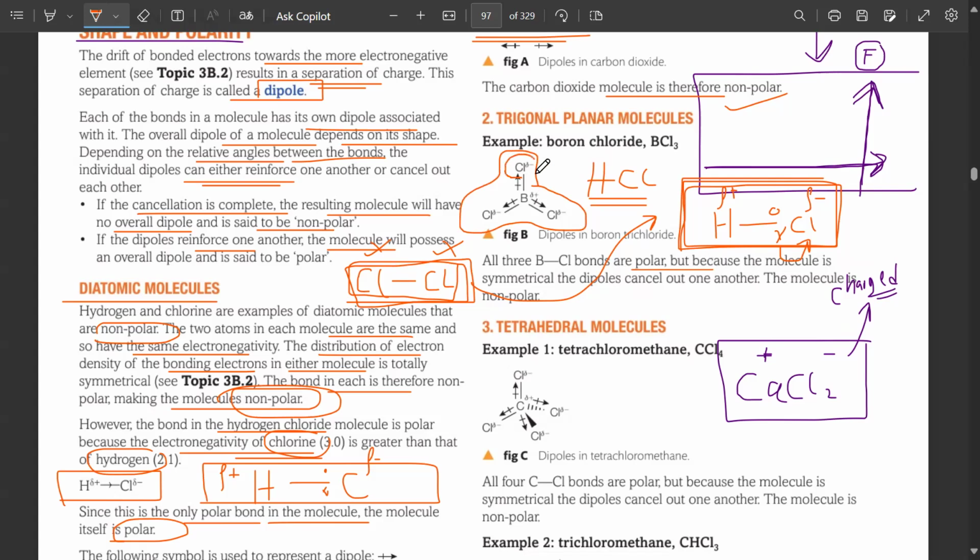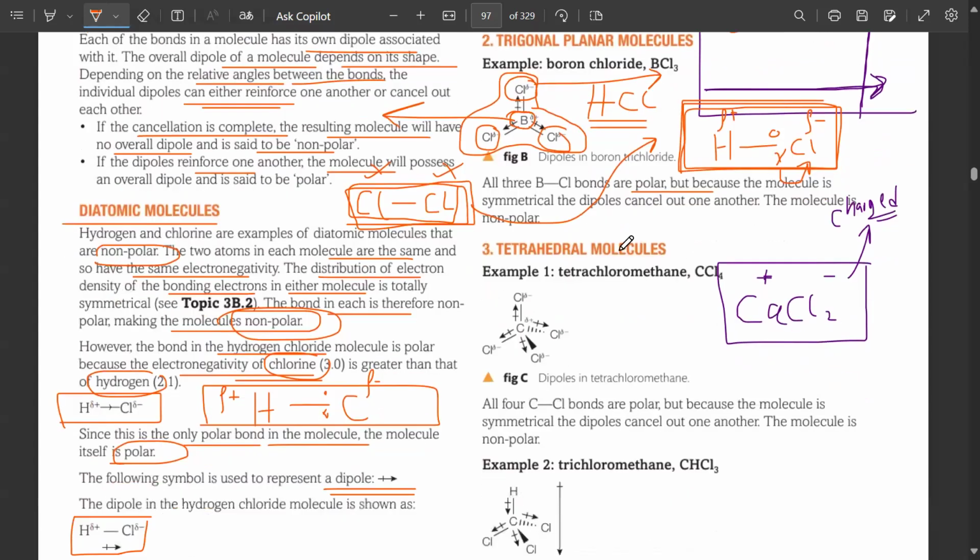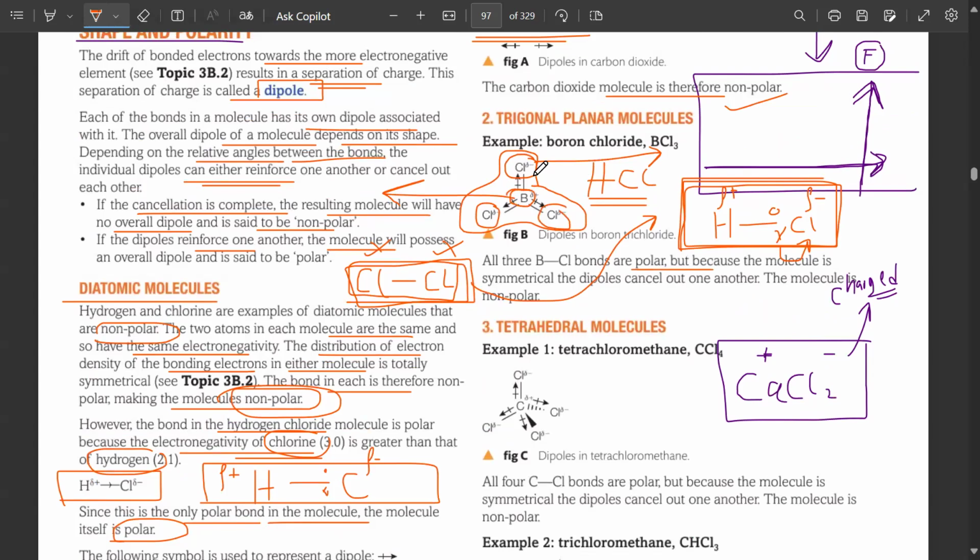Why? Because all three chlorines are more electronegative than boron. Boron comes on the left side of the periodic table, right? Chlorine comes on the top and right hand side. So it's obviously more electronegative. But due to this cancellation, because this is minus, minus, and minus, they all cancel out each other. This molecule becomes non-polar.